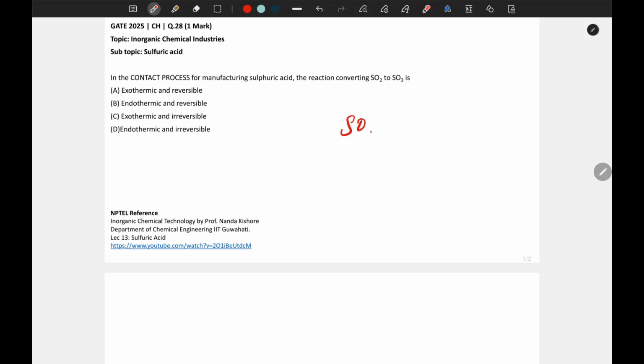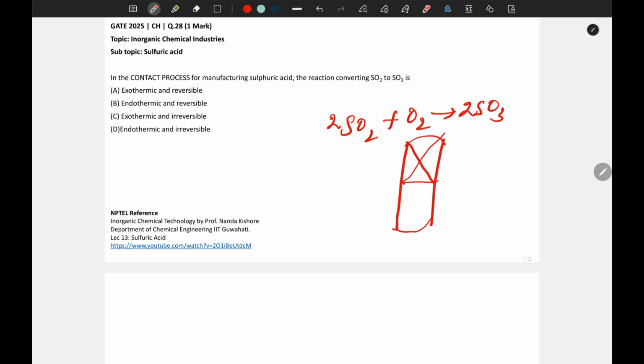So SO2 is oxidized to SO3. We'll adjust according to the stoichiometry ratio. This reaction takes place inside a dual stage catalytic converter. The converter would be loaded with the catalyst, and the catalyst is V2O5.